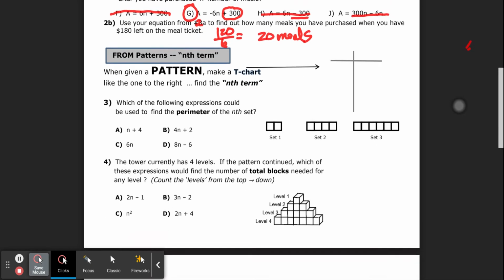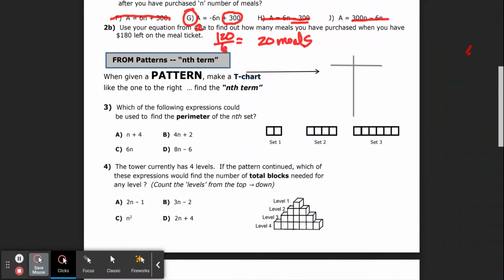All right, now let's go on into the patterns. So we have patterns here. It says when given a pattern, make a t-chart like the one to the right. Find the nth term. So on number 3, it says which of the following expressions could be used to find the perimeter of the nth set. Okay, so that means a set on down the line, like the 15th set or something like that.